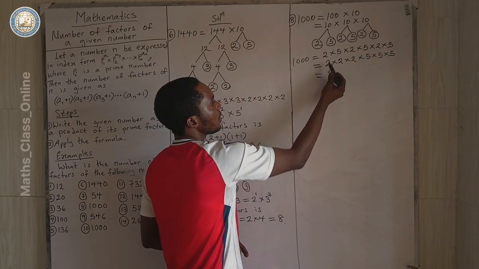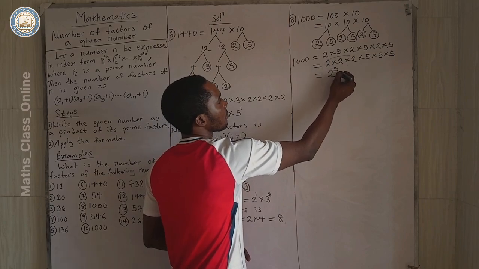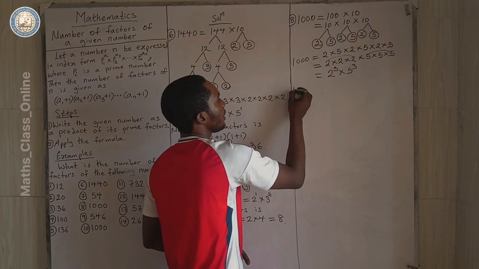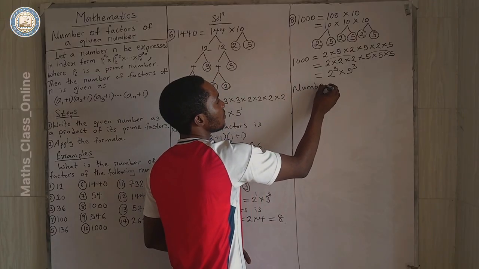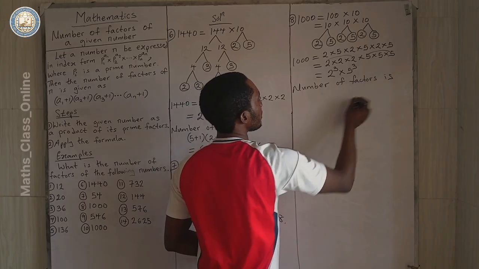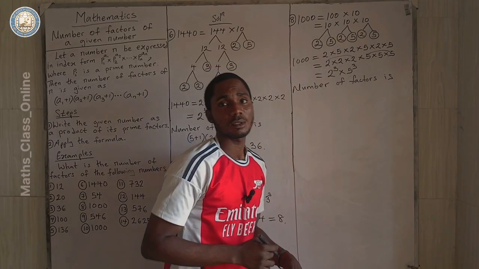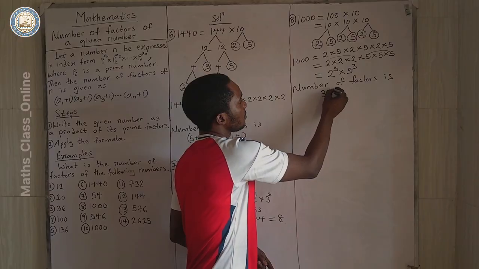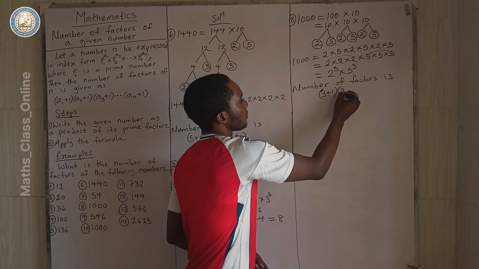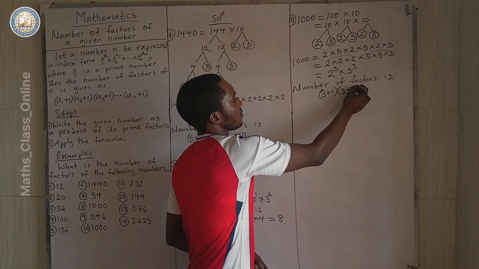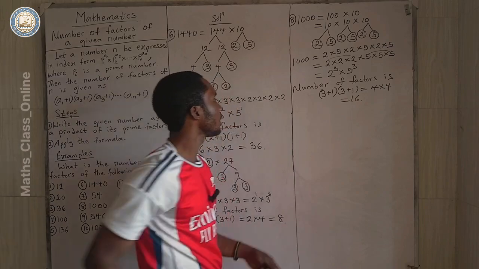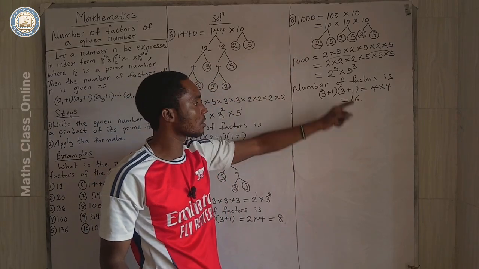In index form, how many 2 do we have here? 3. How many 5? 3. Now, the number of factors is, the power here is what? 3. Add 1. The power here is what? 3. Add 1. 4 times 4. And that is what? 16. The number of factors of 1000 is 16.